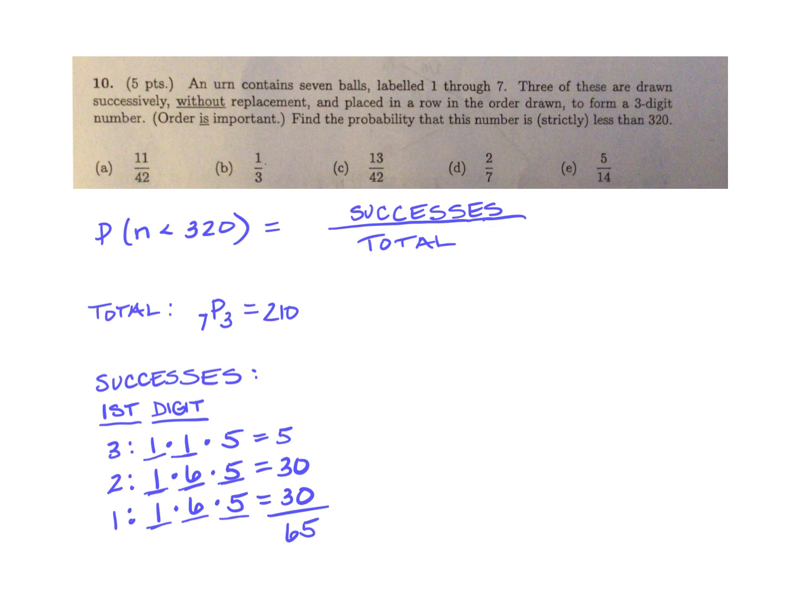So now if we go back and plug into our formula, the number of successes is 65. The total numbers that we could create is 210. And then we can reduce that. 65 and 210 are both divisible by 5. So you're going to get 13 on the top, and you're going to get 42 on the bottom if you reduce there. And that is choice C. So that would be the answer for this one.